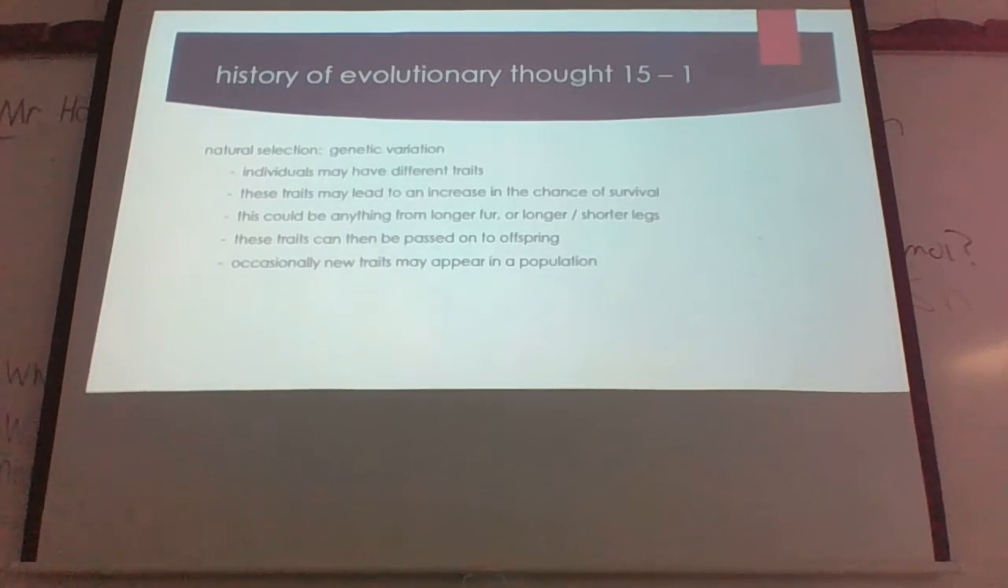And once these animals have successful traits, like it says in that third bullet, this could be anything from longer fur if there's any type of climate change due to a type of genetic variation, or longer or shorter legs. And then, should that trait be successful, it will be passed from the parent to the offspring.